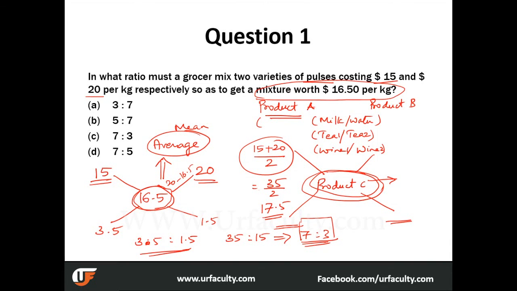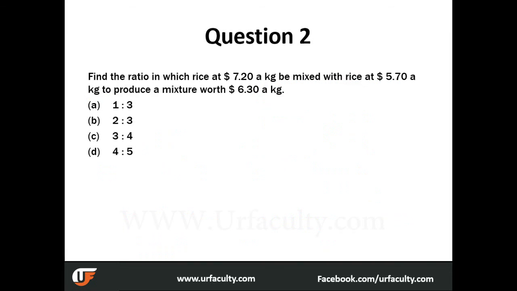Moving on to the next question. Find the ratio in which rice of 7.2 a kilogram be mixed with the rice of 5.7 a kilogram to produce a mixture of 6.3. If you want, just pause the video and see if you can solve this problem. This is again the same. So what do we need to do? It's 7.2 of one variety, 5.7 of another variety, and we are mixing and creating a variety of 6.3.